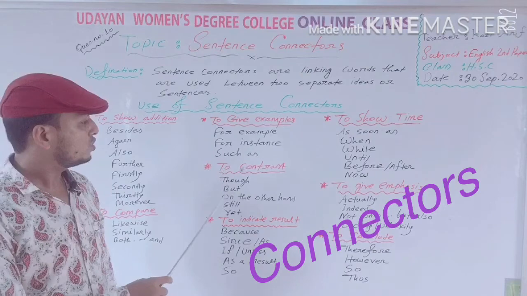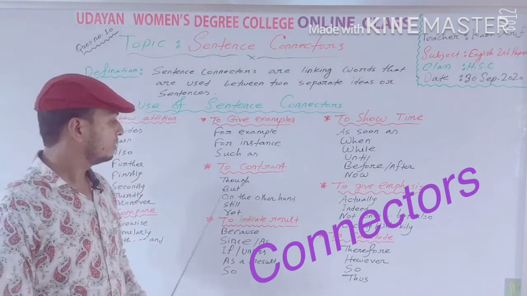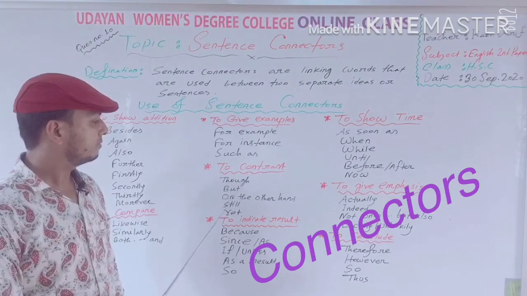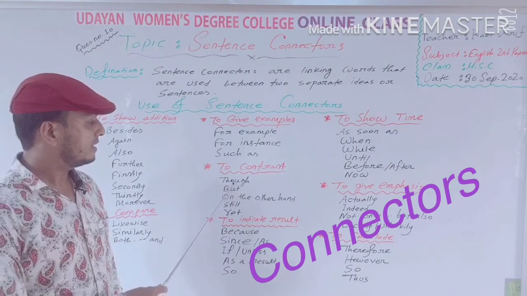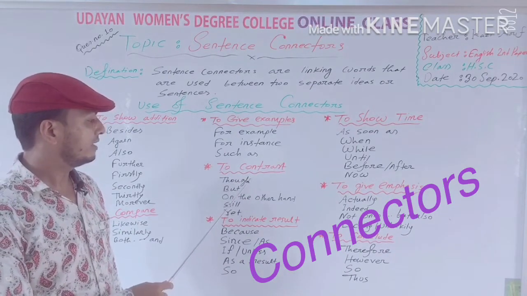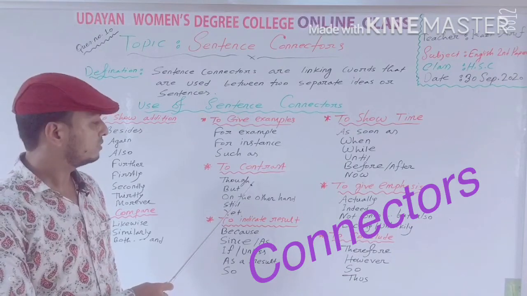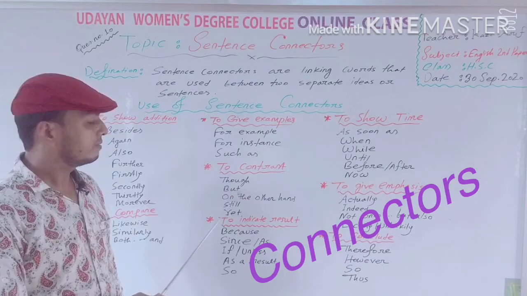Next, to show contrast, we can use what? We can use though, but, on the other hand, still, or yet. You know, if the sentence gives the opposite meaning, you can use though or but. In complex sentence, you should use though, and in compound sentence, you should use but.